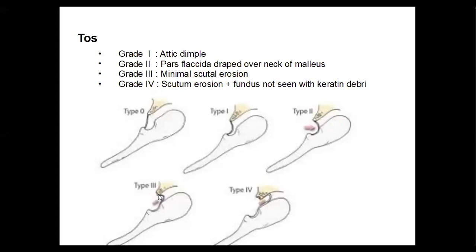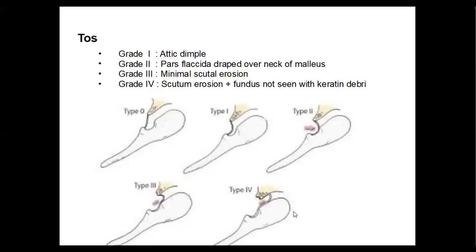Whereas in type 3, there will be some hidden area of the retraction pocket which will not be seen clearly by direct examination, as well as minimal damage, or you can say minimal scutal erosion. And type 4 is the variety where the retraction pocket is so deep that you can't see most of the retraction pocket, which is hidden, and the scutum will be slightly more eroded, or you can make out that there is definite erosion of the scutum. So that is type 4.